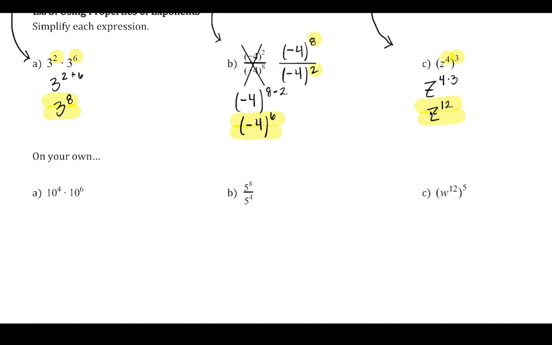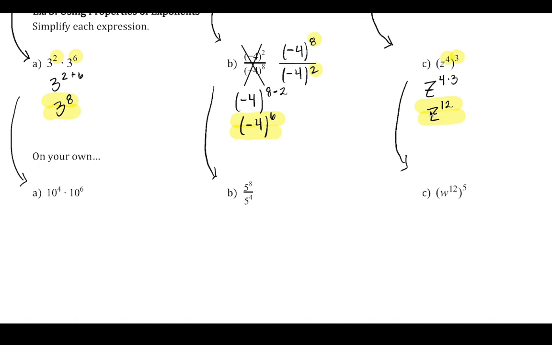And then the next three examples connect with the ones above them. So A goes with A, B goes with B, C goes with C. These would be good ones to pause the video and practice on your own. So whenever you're ready, you can unpause.